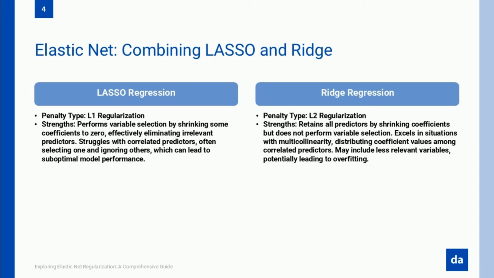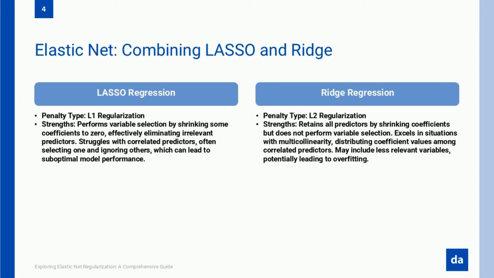Now that we've seen Lasso, the feature slasher, and ridge, the coefficient shrinker, let's talk about the real star of the show, Elastic Net regularization. This is where things get exciting because Elastic Net takes the best parts of both methods and creates something far more powerful. So here's the deal.